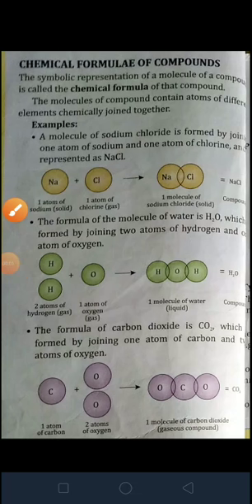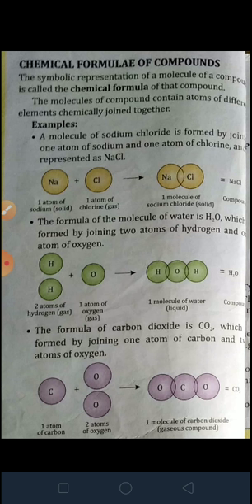Hello students, today we are going to discuss chemical formulae of compounds. Before discussing chemical formulae of compounds, we have to know what a compound is. We have already discussed what a compound is.